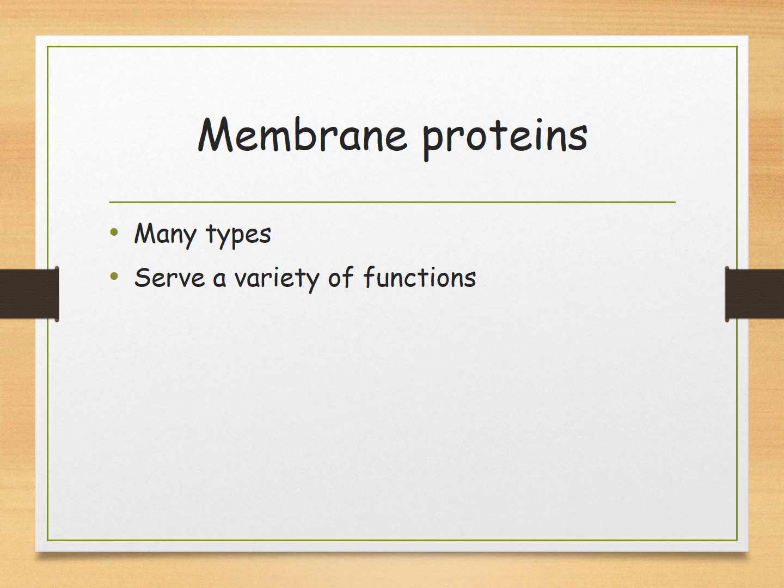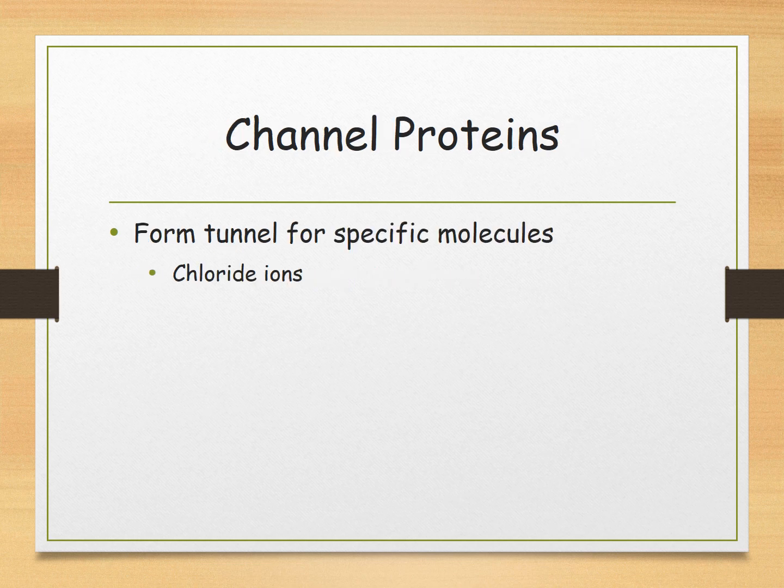There are a variety of different proteins that are found in cell membranes. Some proteins act as channel proteins. They form little tunnels for specific molecules. An example will be channel proteins for chloride ions.